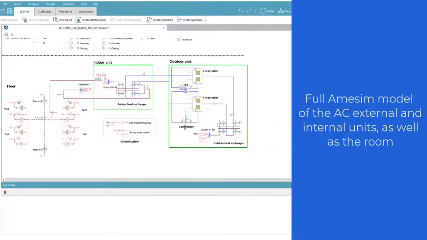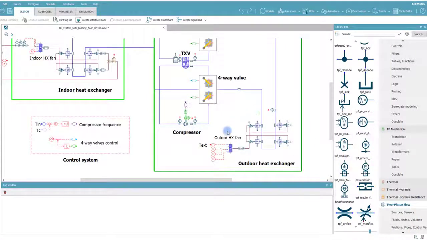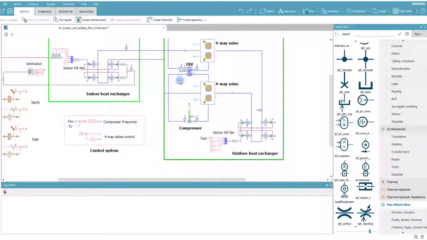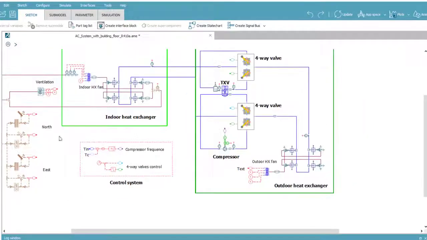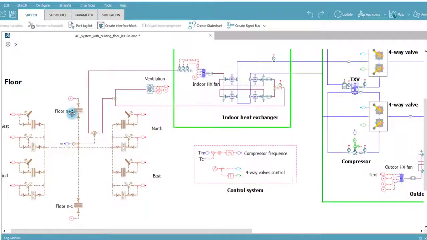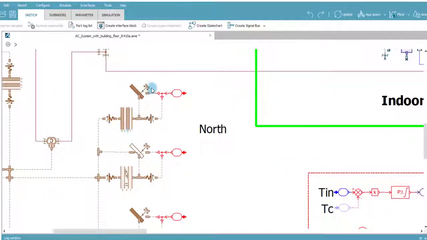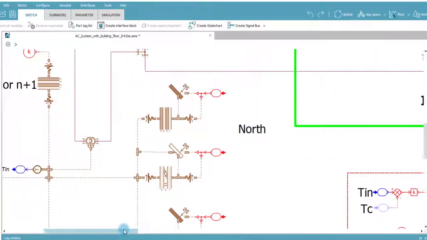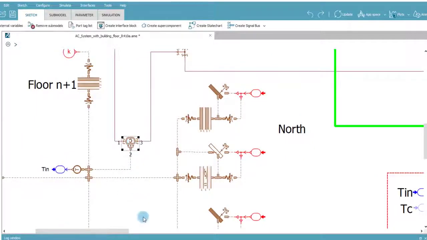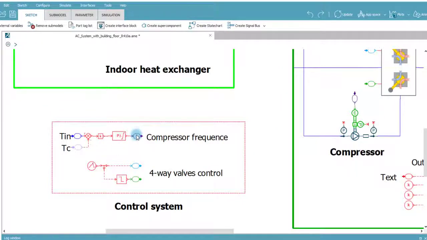We are now looking at a complete model of an AC system inside Amesim. Here we have the compressor model, the external unit's heat exchanger, the expansion valve, and here's the internal unit. Here we have the room, this is a wall, and the model includes several layers of different materials and accounts for external solar radiation. The internal air volume is of 600 cubic meters. The model includes a simple control strategy that intervenes on the compressor speed to maintain the target temperature of 21 degrees.